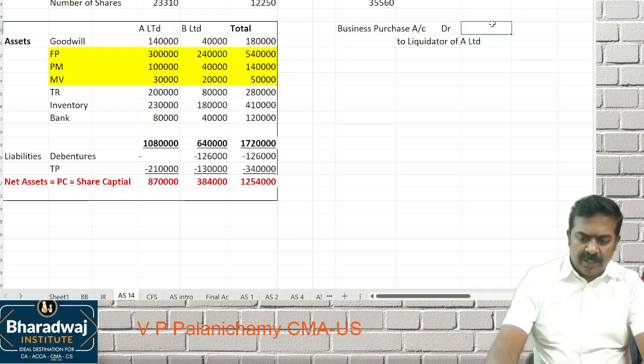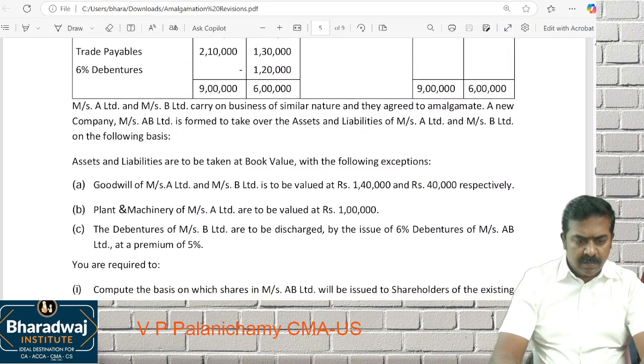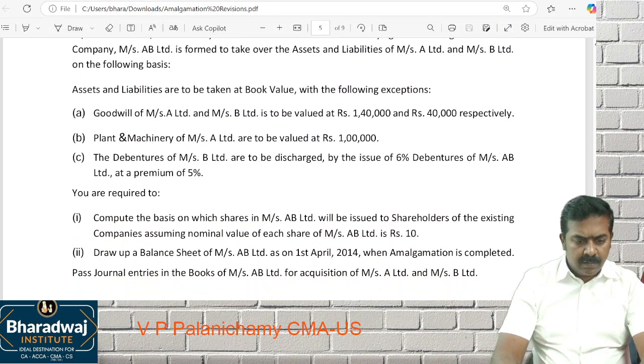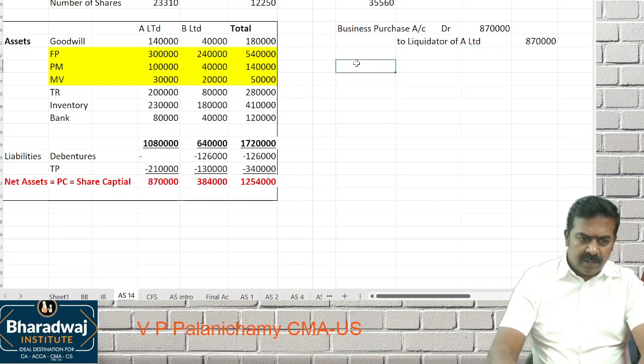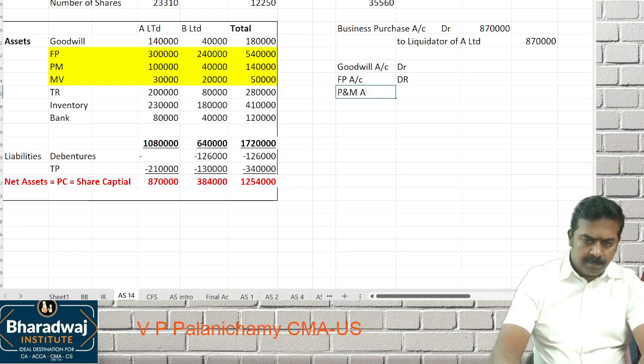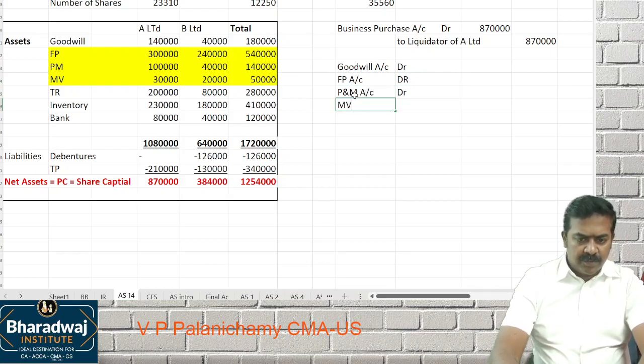Business purchase to liquidator of A Limited. How much? 8 lakh 70. Oh, the books are of AB Limited, no? Purchasing consideration 8 lakhs. Then assets. For example, don't use short forms.